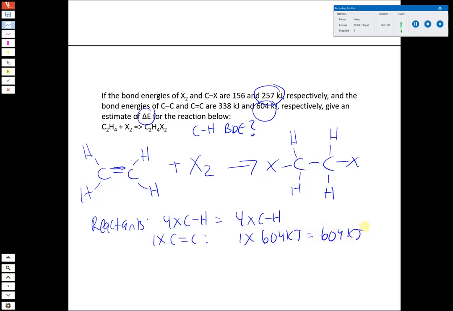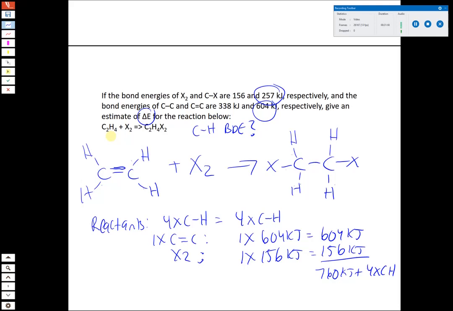And then finally, we have the X2 bond. Again, not knowing the bond order, but only given one energy for that, which is 156. So the sum of the bond energies on the reactant side is going to be 760 kilojoules plus 4 times whatever CH is. As I said, these are going to cancel out, so we don't even really need to consider them, but I'll show you when we do the math again that they do cancel out.